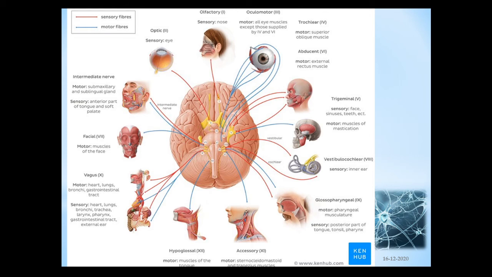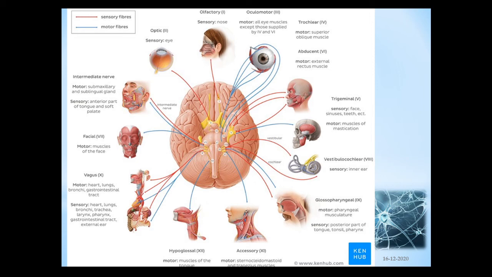And then coming to the trochlear and the abducens, trochlear has the motor component and abducens also has the motor component. And coming to the trigeminal, sorry, the order is just misplaced there. So trigeminal has both sensory and motor components. And the vestibulocochlear has the sensory component.